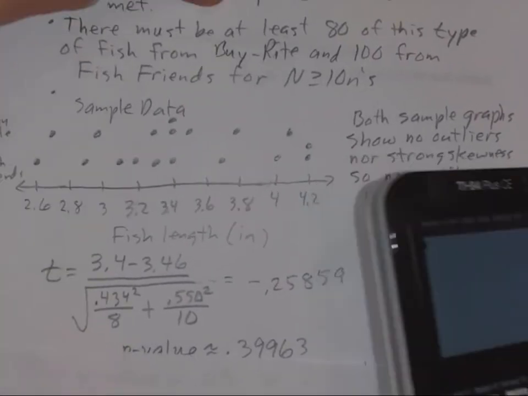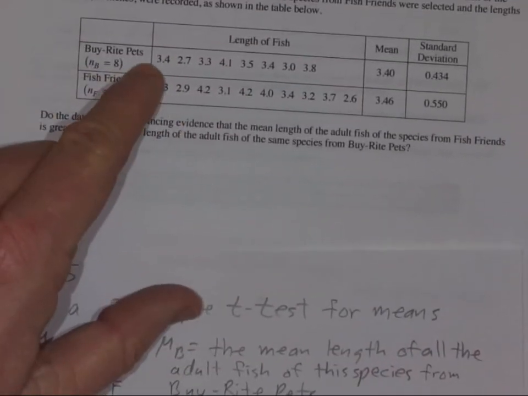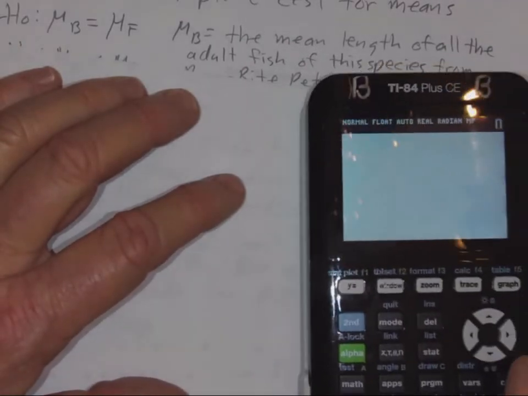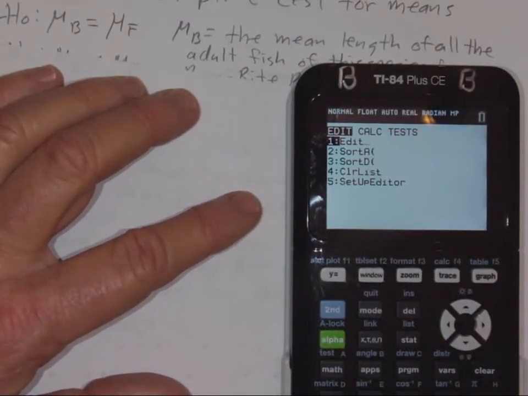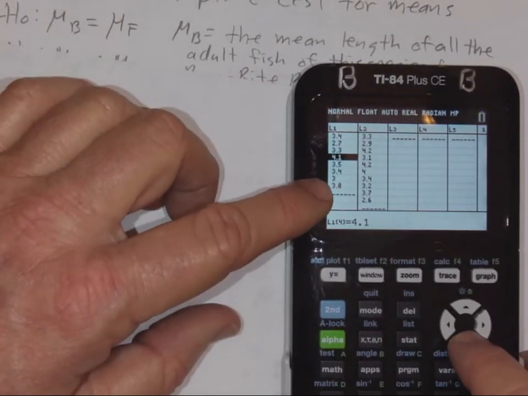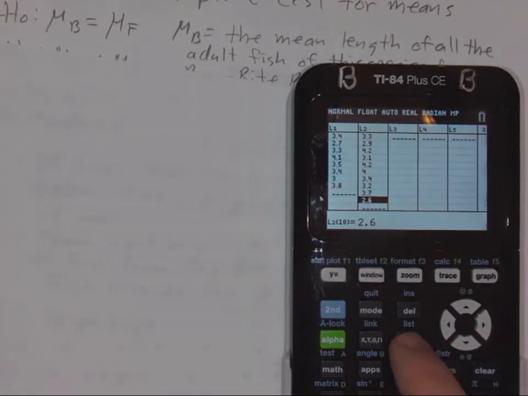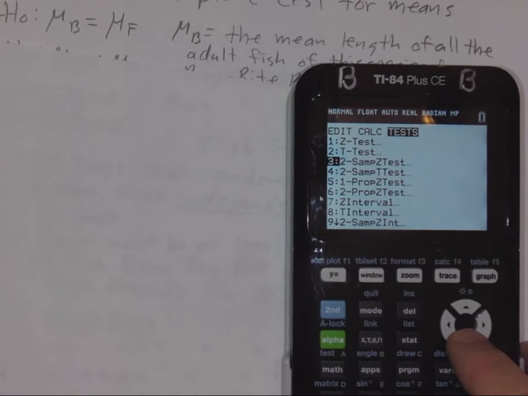We'll enter our data in list 1 and list 2. We'll enter all of the Buy Right values in list 1 and all of the Fish Friends values in list 2. So we would go stat, and then edit. After we put it in, we go stat, then test, and down to 2-sample t-test. There's the name of our procedure.